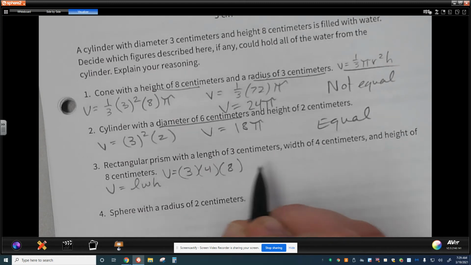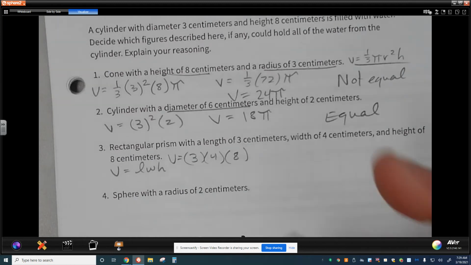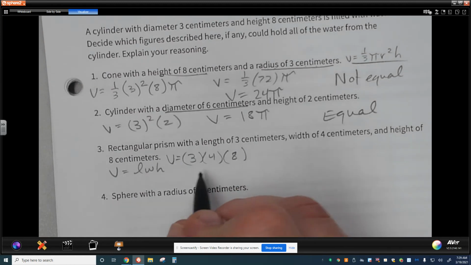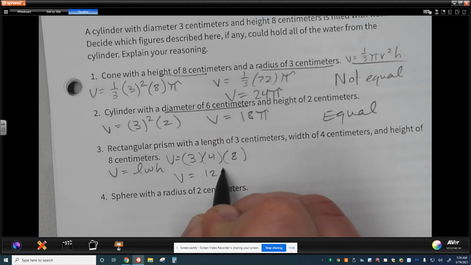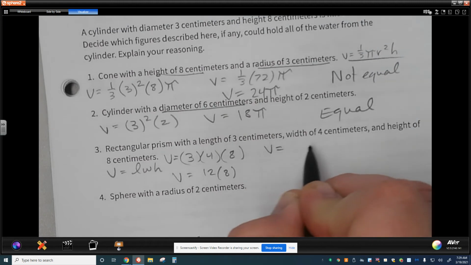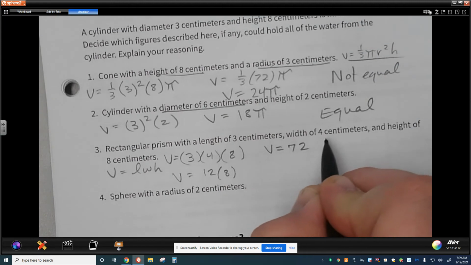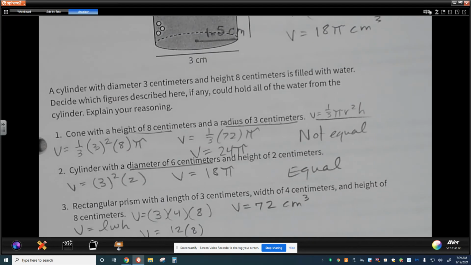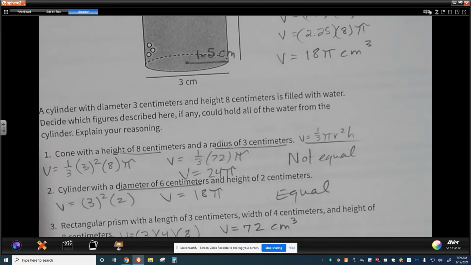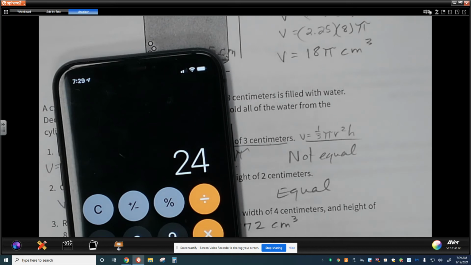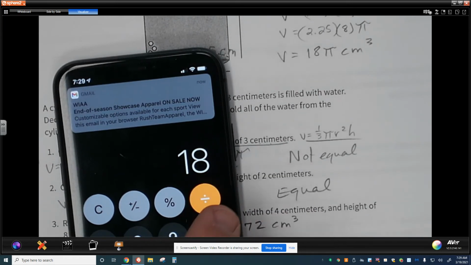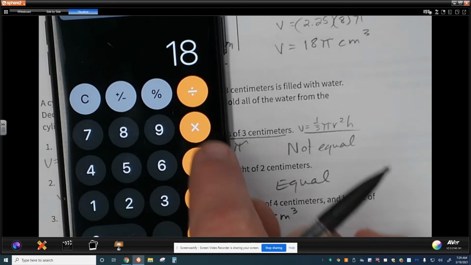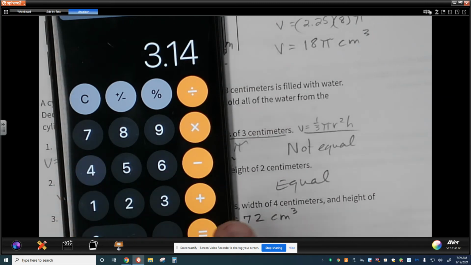times 8. And I can tell right away this one is not going to be the same volume because this is equal to 12 times 8, so a total volume of 72 cubic centimeters. Now you might be thinking, what if you take 18 times pi? Let's go ahead and do that. We'll do the approximation of 18 times pi, but I don't think that's going to be a value that we really need to worry about, or a value that's going to come close to 72.